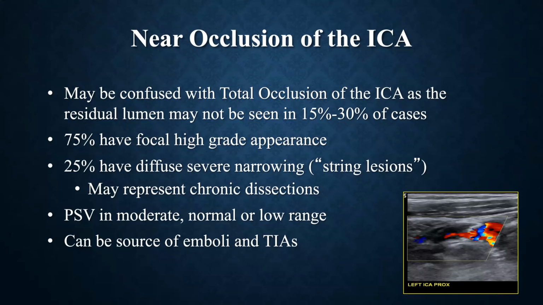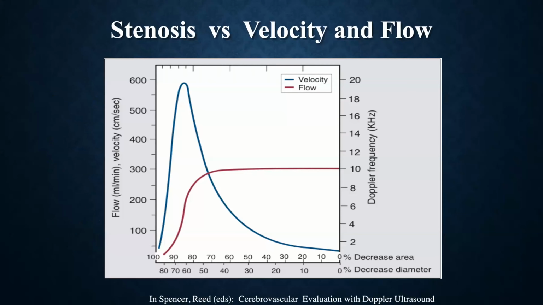And this can be a problem as it may be a source of emboli and TIAs. So how do you explain that? Well, if you look at the classic Spencer-Reid curve, you see that in general, the velocity, which is the blue line, will increase with increasing severity of stenosis to a point. And as we get into very, very tight, critical, near-occlusive states, the velocity actually drops off and can be very low, as we have in that case I just showed you, which corresponds with the flow pattern.